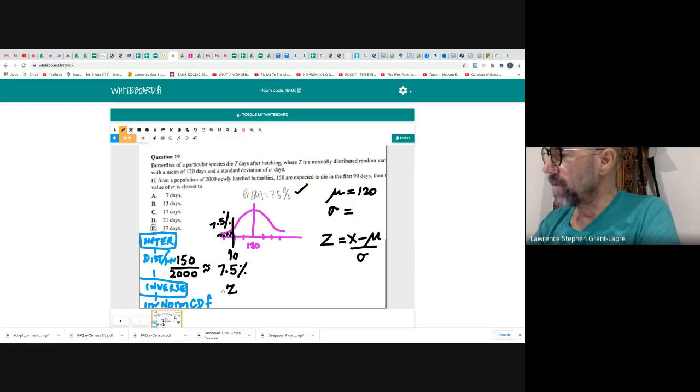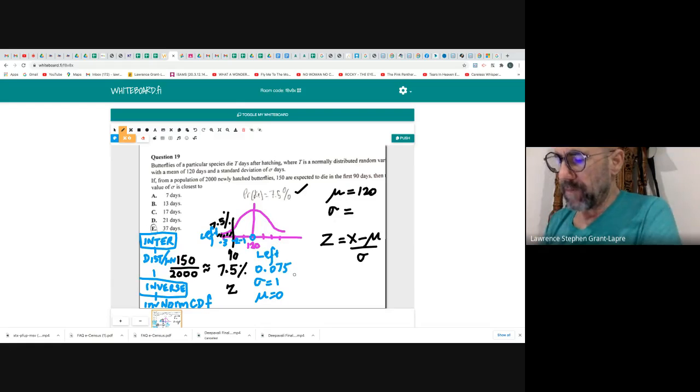Okay, now we want the left tail, so we press left. Our probability is 0.075, left. We put 0.075 for our probability. For our Z value, our standard deviation is 1, and our mean is 0. That's these numbers here, 0, -1, -2, -3. So we want to find out what that Z value is for that black line at 90. We press OK.